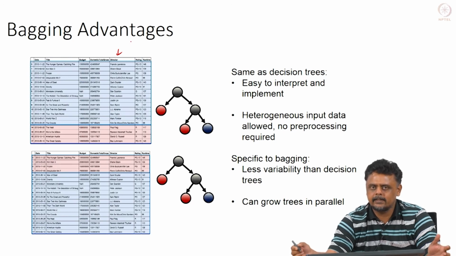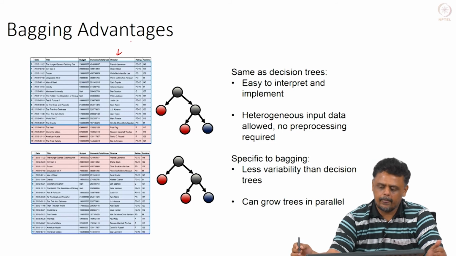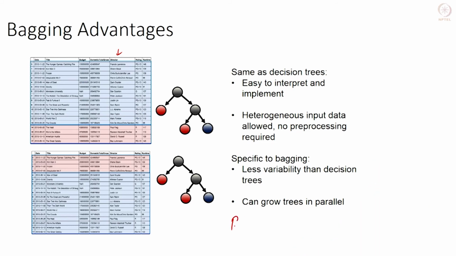So, if your data set is like that, wherein a certain feature has a huge impact on the classification output, then bagging does not really help. To alleviate that problem, we will look at what are called random forests.